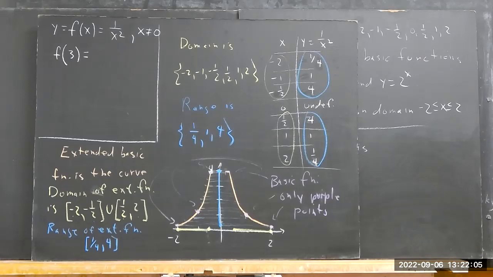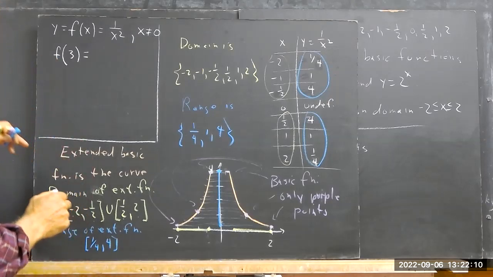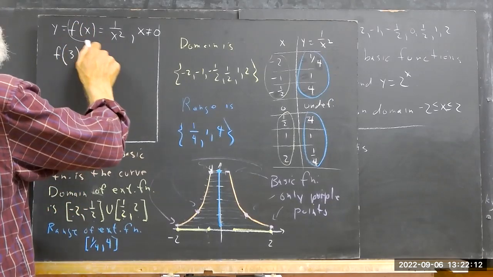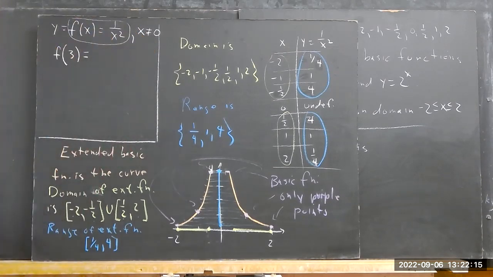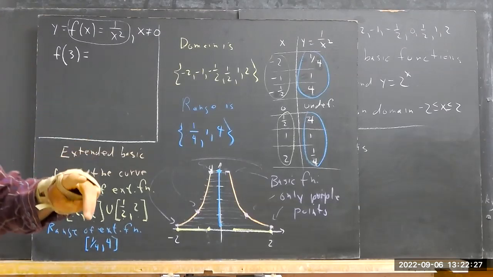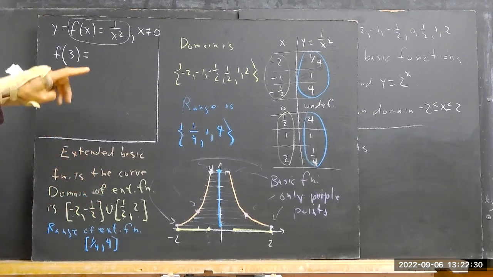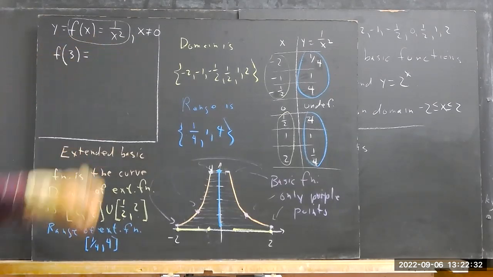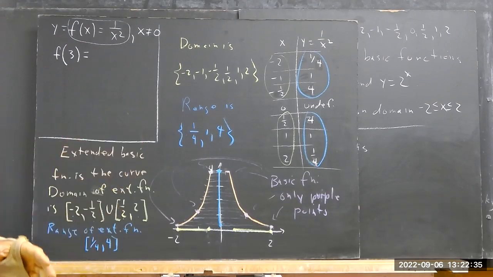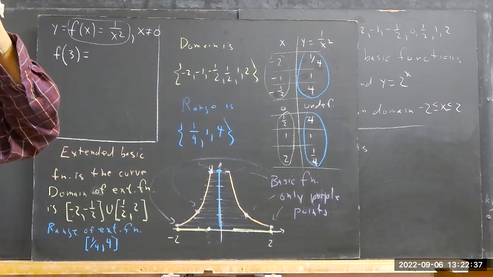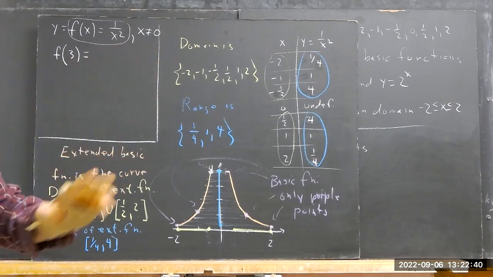Okay. If I want to evaluate this function with x equals 3, well, we have this rule that says f of x is 1 over x squared. If I write f of 3, that means x equals what? 3. Yeah, thanks. Okay. Make sense? So what's f of 3 equal to? Show me with your fingers. Yeah, 1 over 9. Okay.